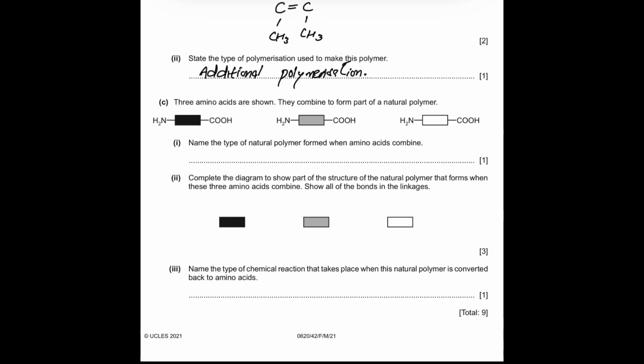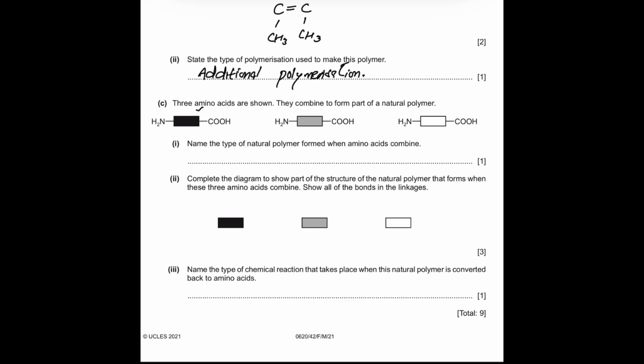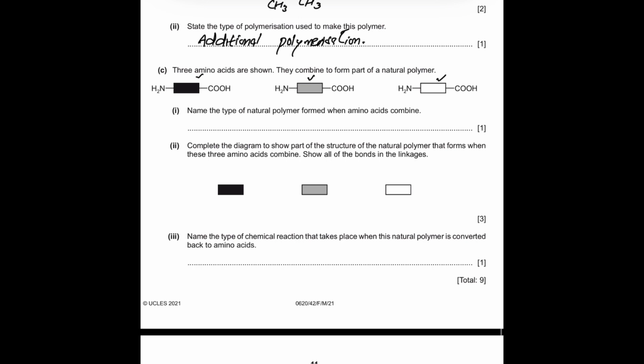And here, the three amino acids combine to form a natural polymer. When these amino acids combine together, they form a natural polymer. And what is the name of that natural polymer? Protein. Okay, the next one, and you must know these things before solving question number 2.